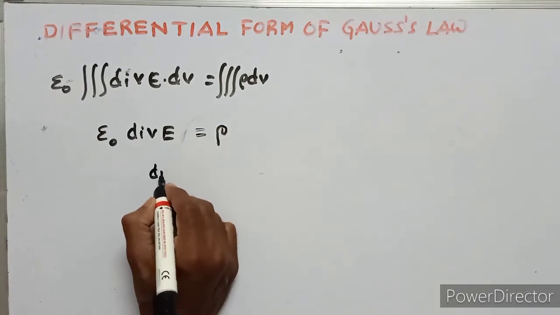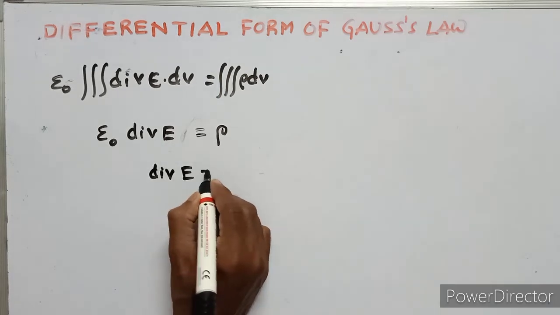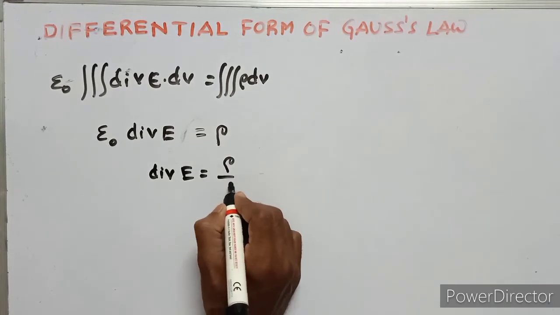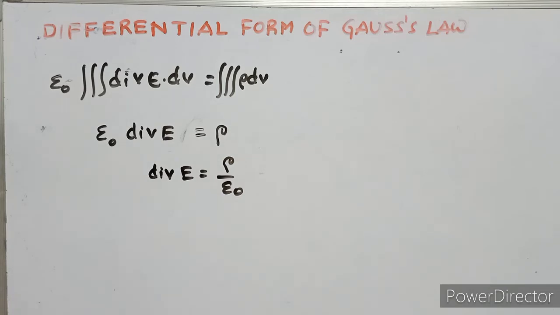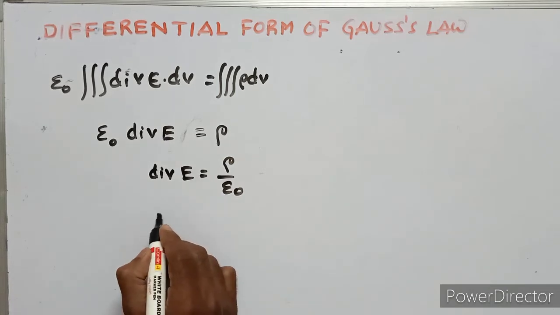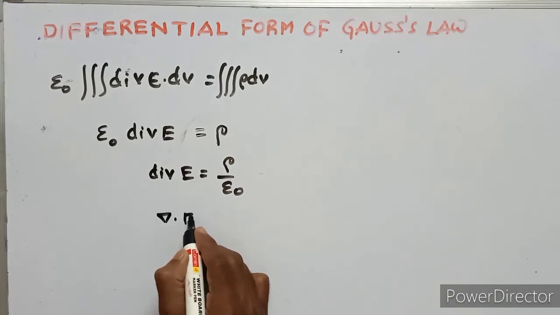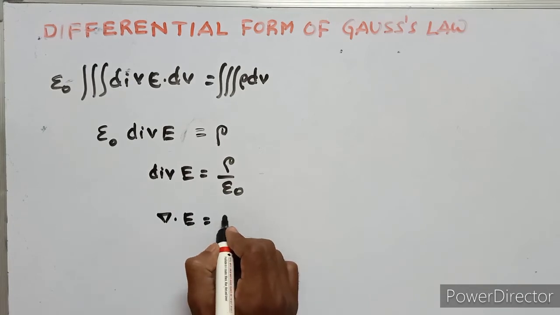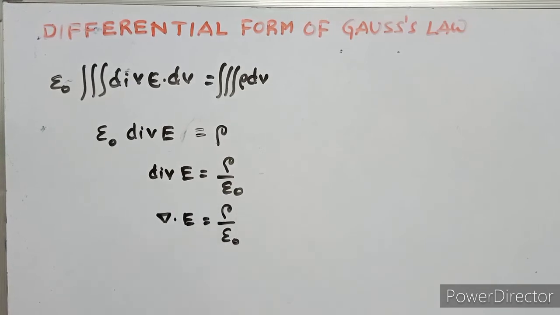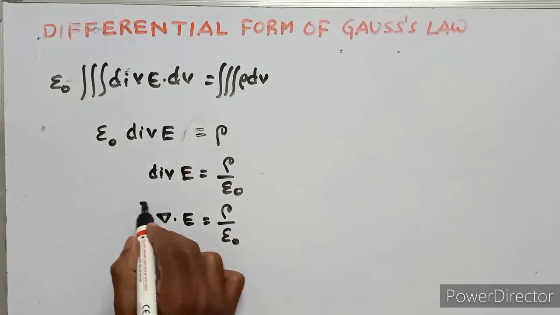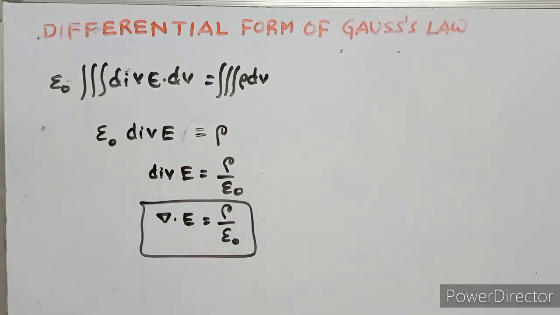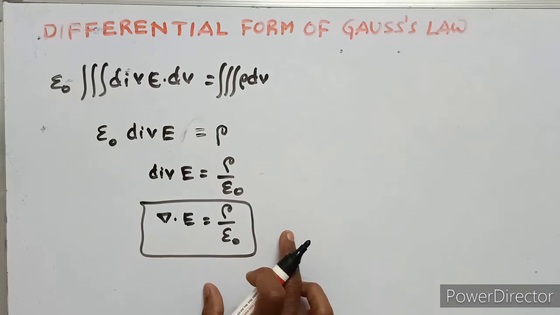Then divergence E is equals to rho upon epsilon naught. Div is the del dot E. Divergence E is equals to del dot E is equals to rho upon epsilon naught. This is the differential form of Gauss law.